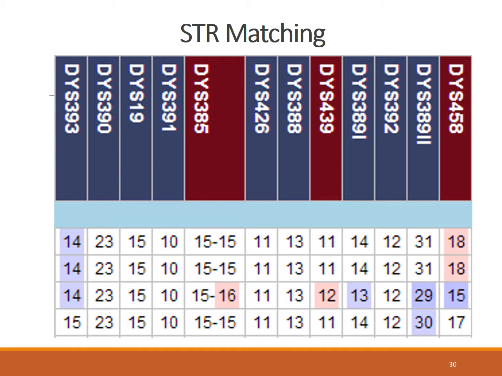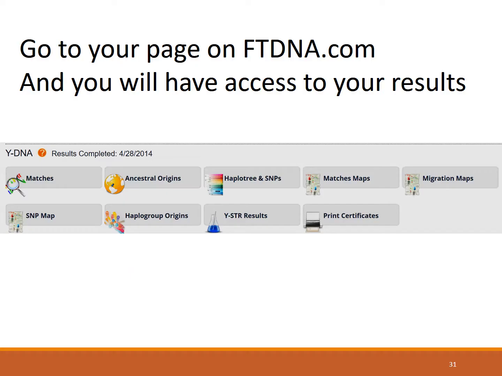As you go across, you'll see many of them that are clear with no background. That means they have the same value in all 4 locations, all 4 tests. And the fewer misses you have, the closer you're related.